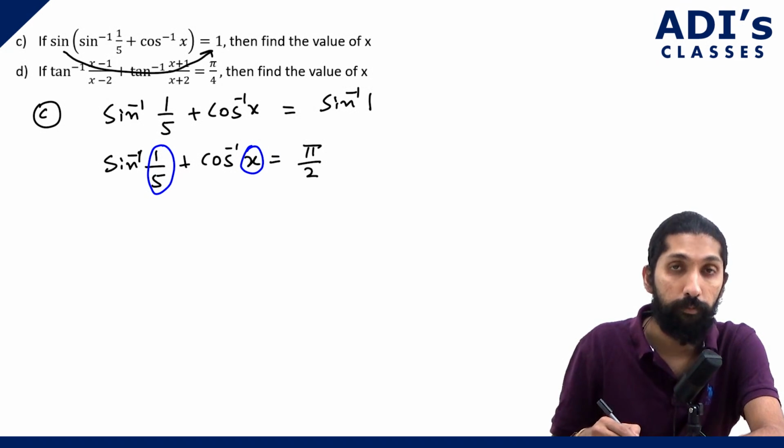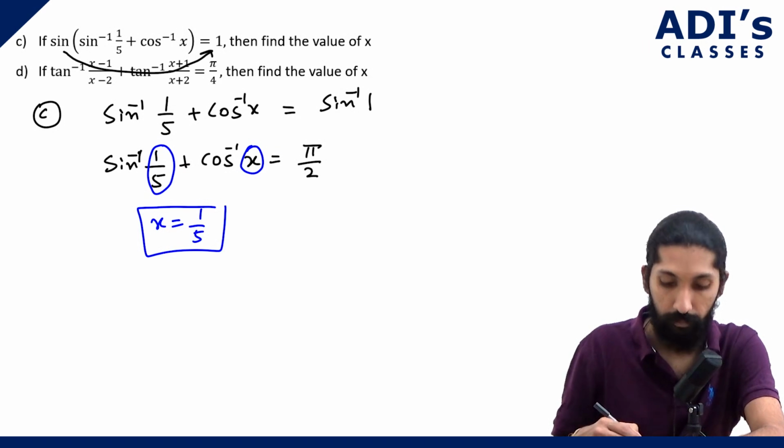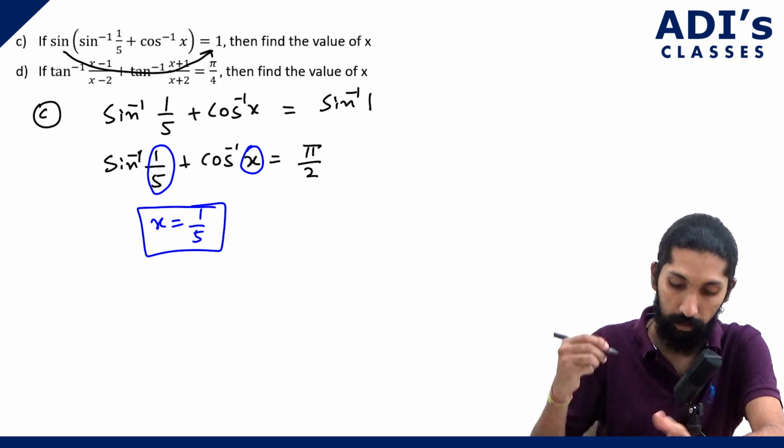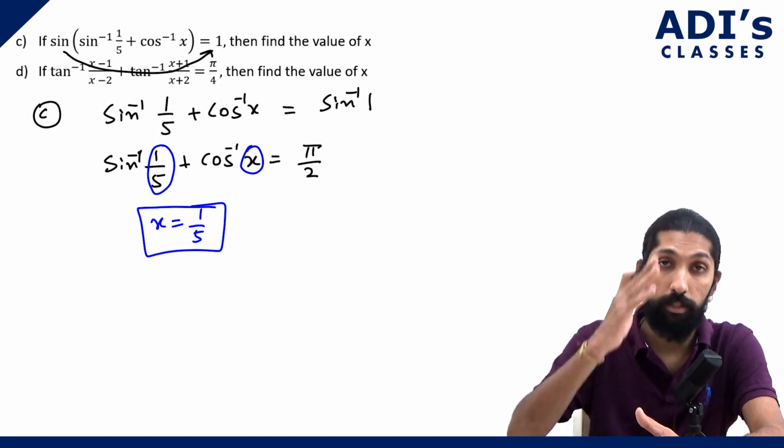So, what do we have? X value should be equal to 1 by 5. If x is 1 by 5, you'll get the answer. That's it. That's the answer for the third one. Okay? Let's do the fourth one now.